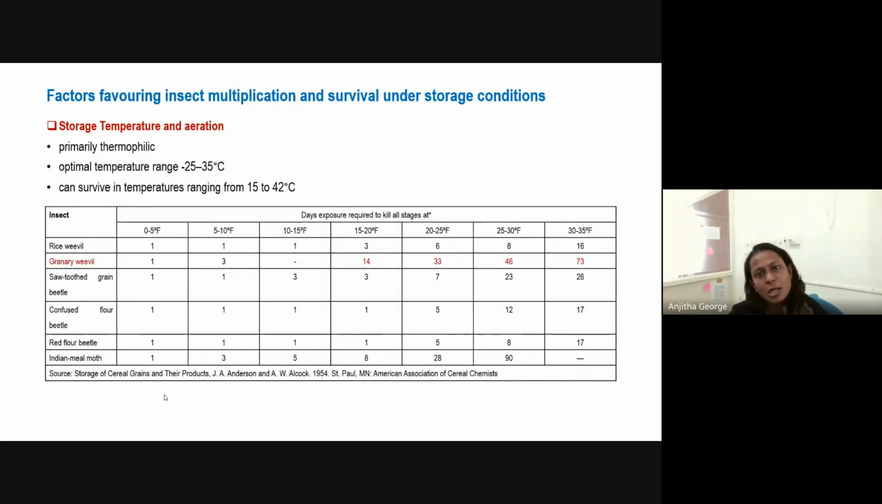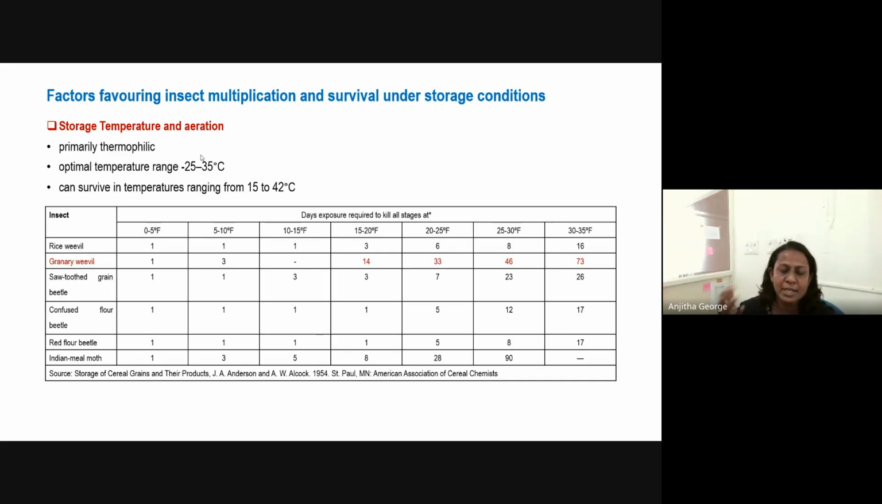So we have to note down some of the main factors which either favor, or which we can manipulate, in order to control these insect pests under storage. That is storage temperature as well as aeration. The insect pests are mostly thermophilic, and they prefer an optimum temperature range between 25 to 35 degrees Celsius. But still, they can survive from 10 to 15 up to 42 degrees Celsius.